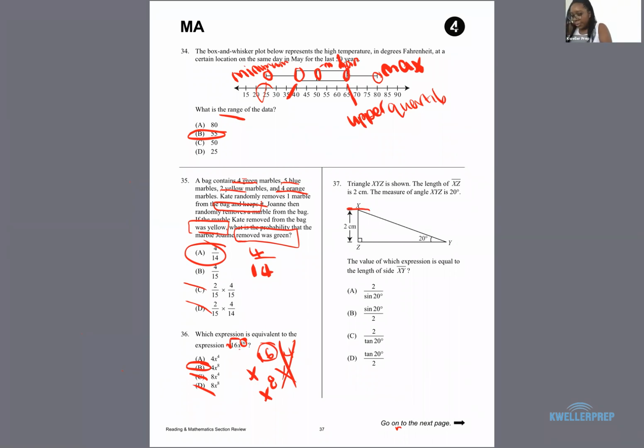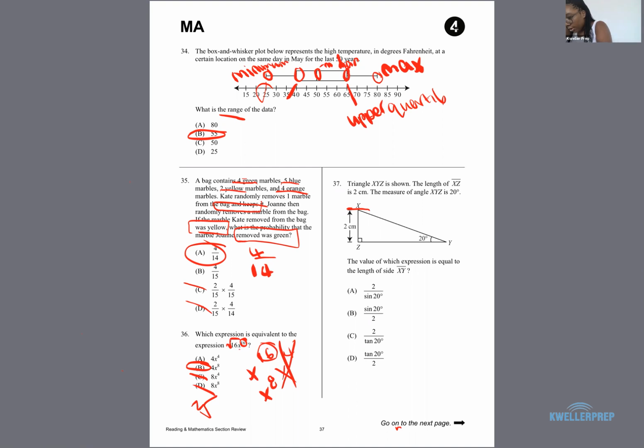Why do you divide by 2? Because you're taking the square root. The square root is root 2, and that's why you divide it by 2. Does everyone understand? Yes. All right, cool.